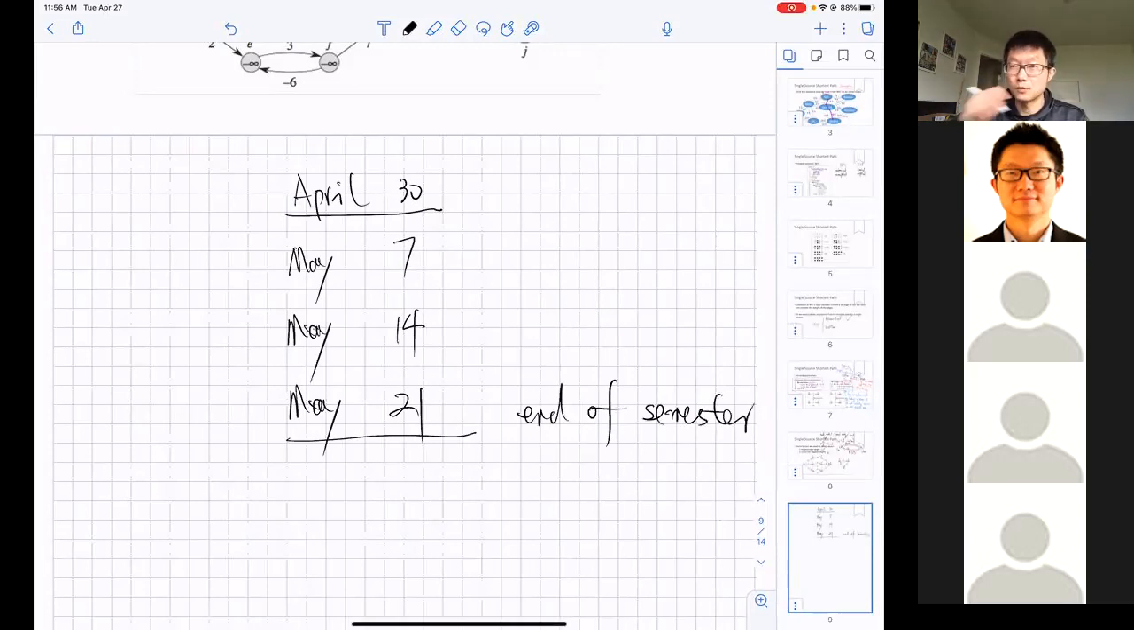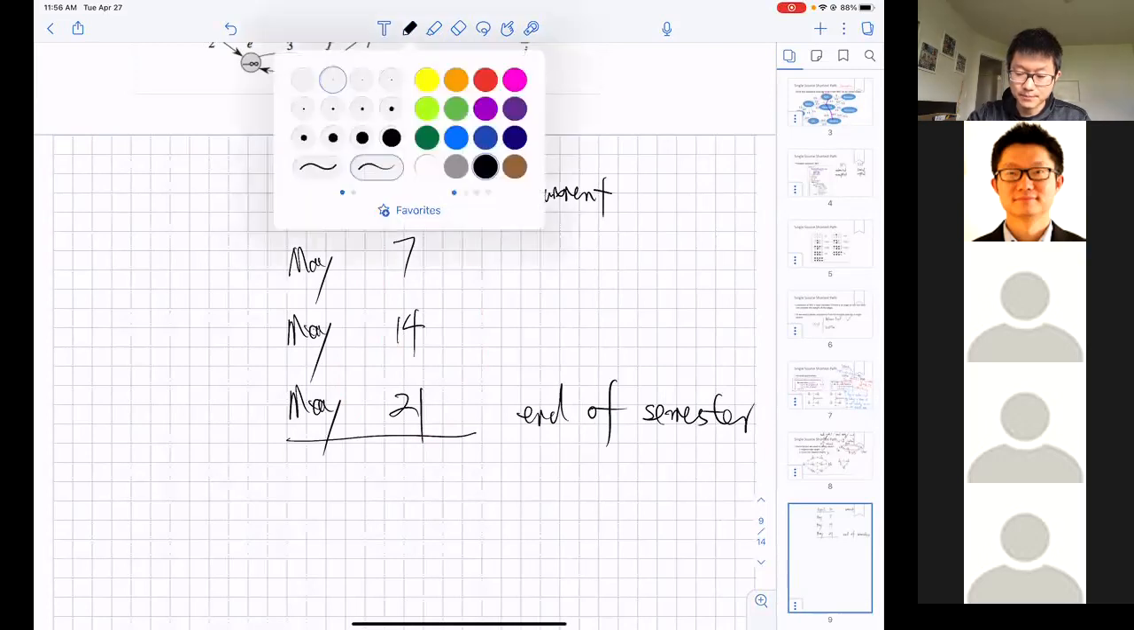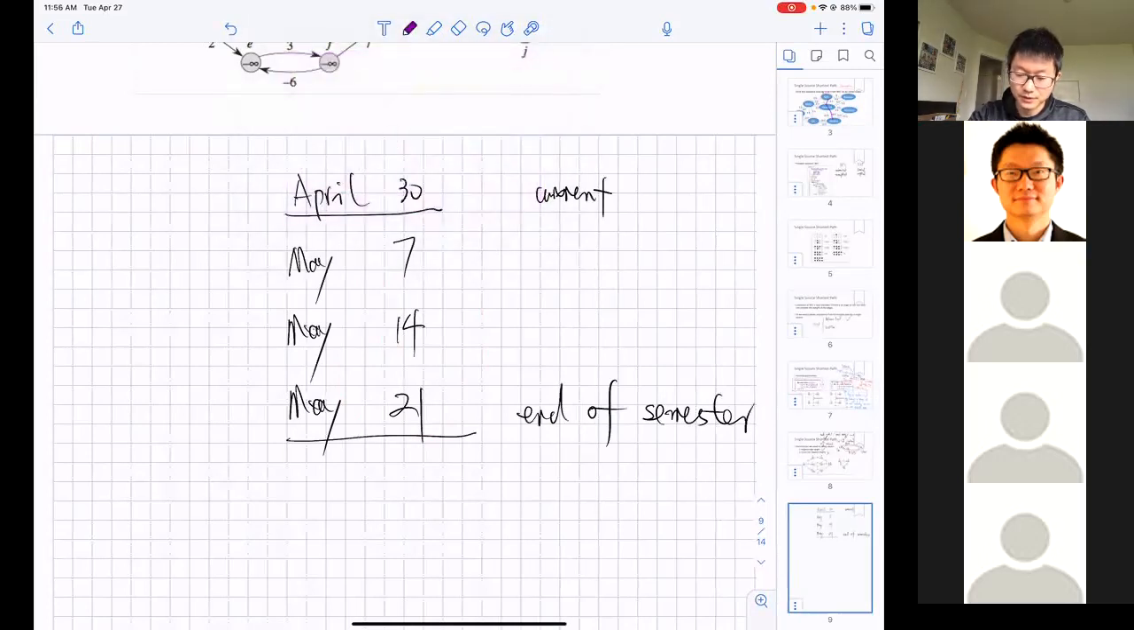Okay, and currently we're in this week. So including this week, we have 4 weeks to go. My plan is that in this week, I'm going to talk about the single source shortest path problem for you.